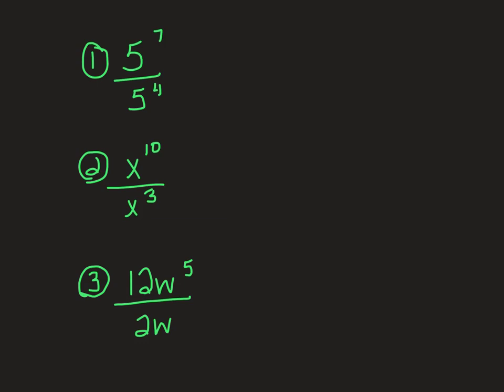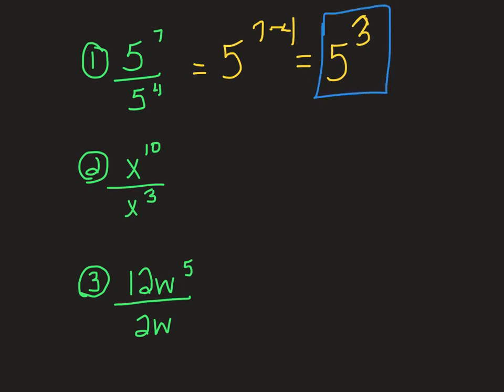Okay, so you had 5 to the 7th power over 5 to the 4th. So that's going to be 5 to the 7 minus 4. But anyway, it's 5 to the 3rd. 5 to the 3rd power right there. Box it up. All right, let's look at the next one. You have x to the 10th power over x to the 3rd. So write down x to the 10, subtract your exponents, and you get 7.